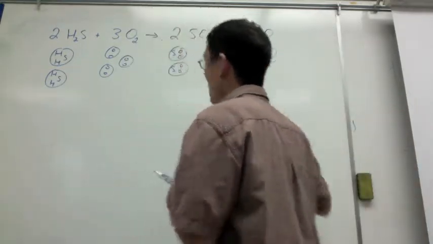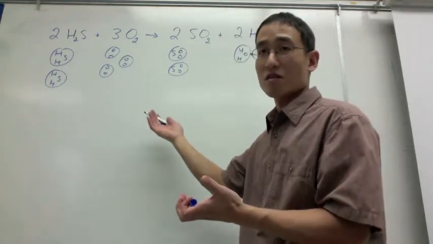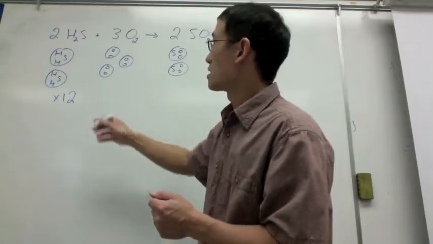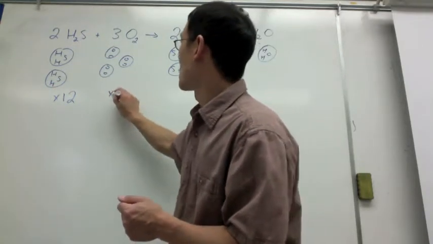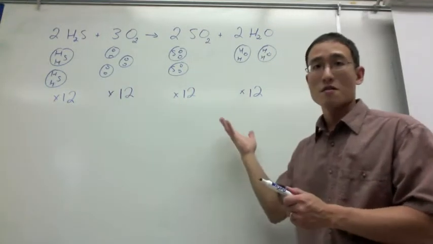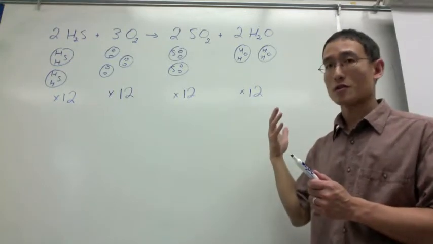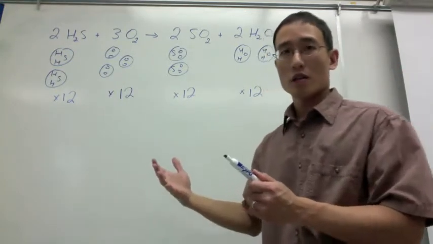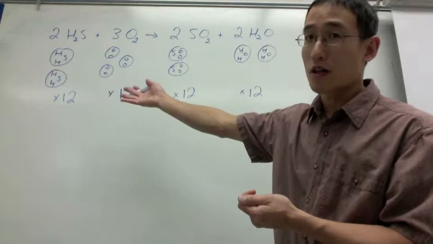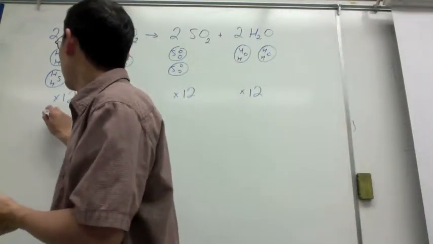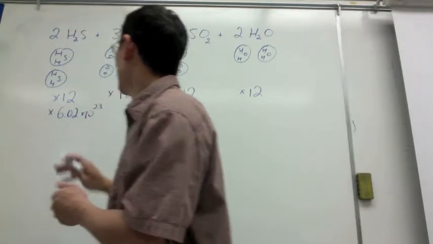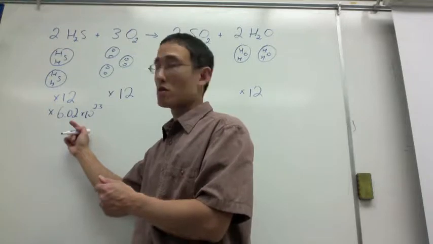Or if I were to have, let's say, a dozen of each thing. So now I have a dozen sets of these, a dozen sets of these, a dozen sets of these, a dozen sets of these. Everything's always in the same proportions. And so what chemists do is we scale everything up to moles now. Instead of multiplying it by only 12, let's say I multiply it by a mole, so now I have it times 1 mole.